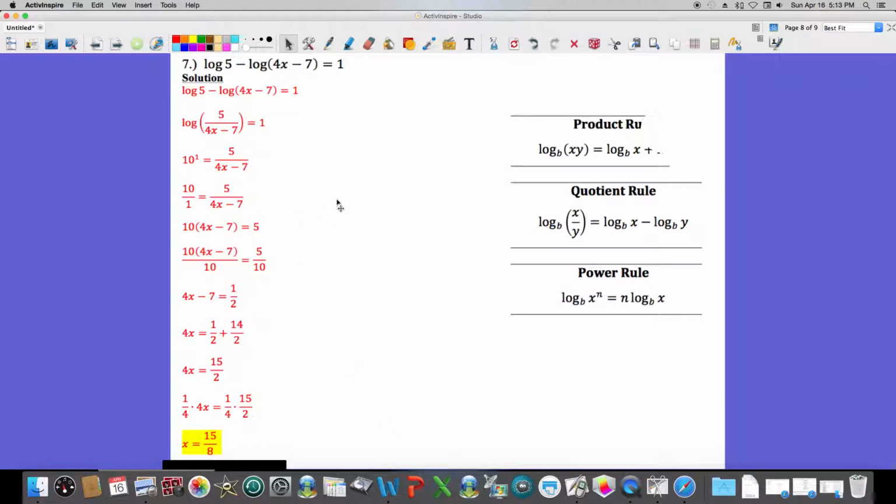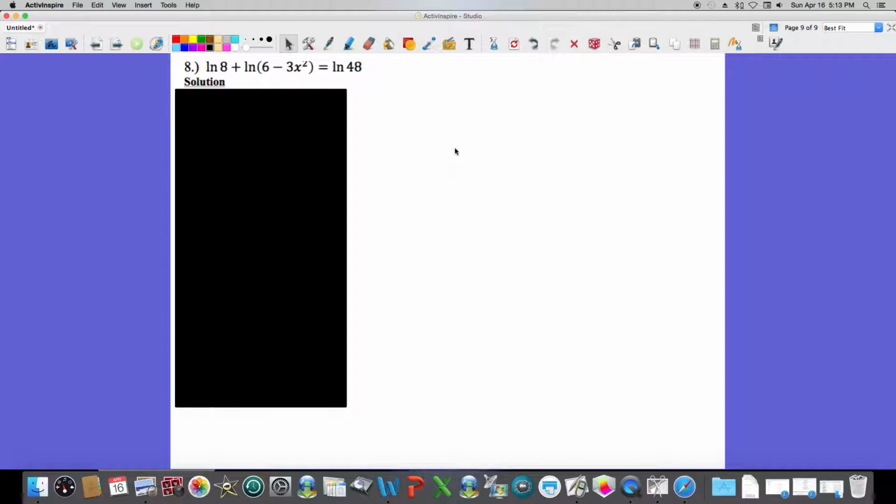Oh, well, let's do this last problem. Sorry, let's do this final problem. Again, it's another logarithmic equation, but we need to get it to log equal to a log.